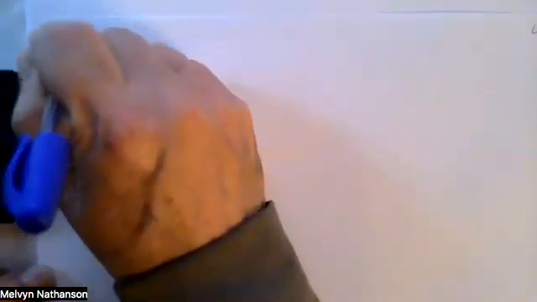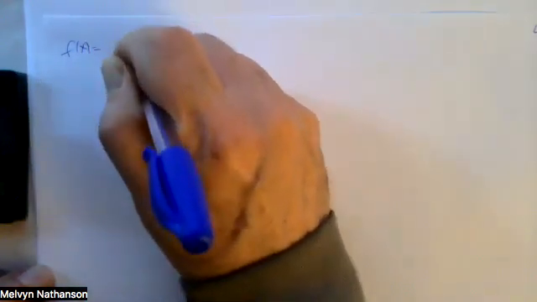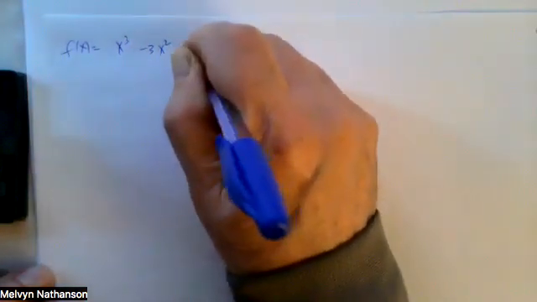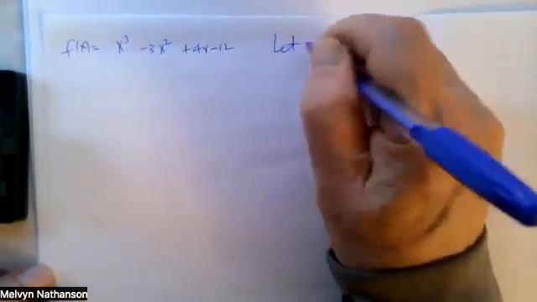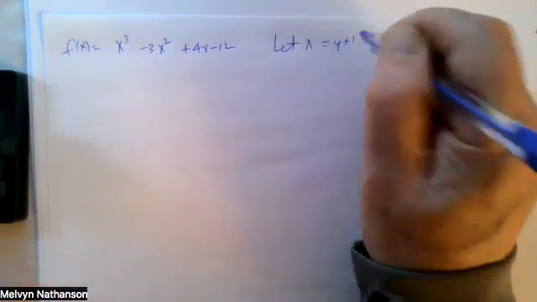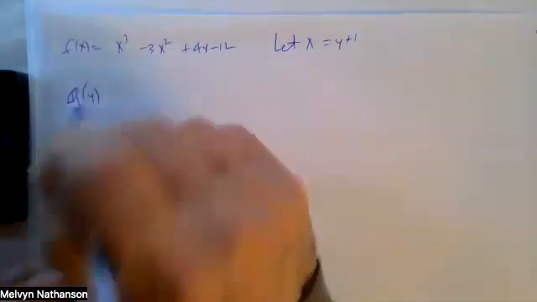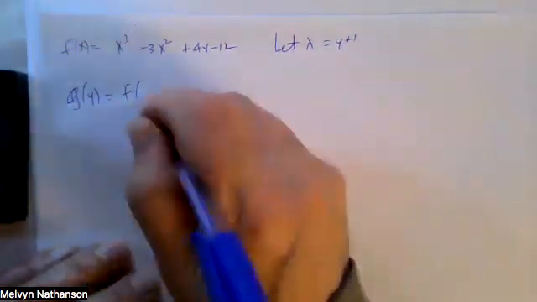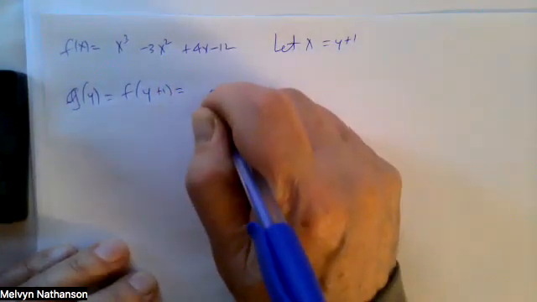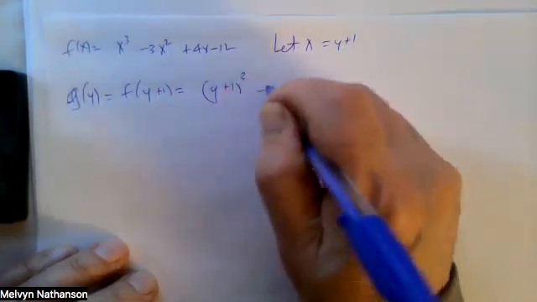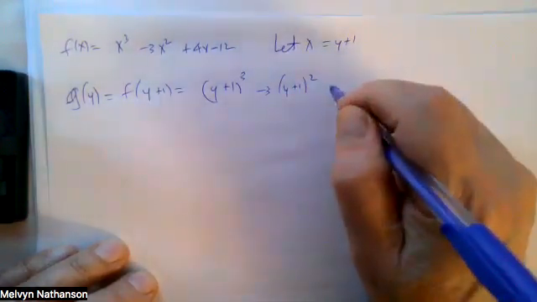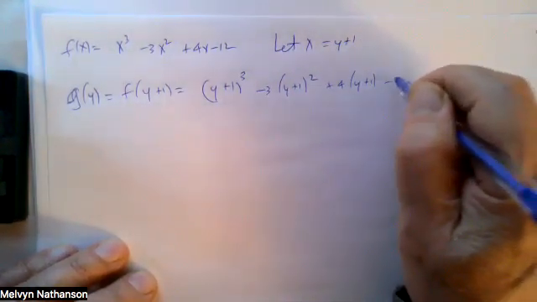So we can start again and try and do it correctly. So we have f of x, the cubic, is x cubed minus 3x squared plus 4x minus 12. And I want to let x equal y plus 1. So I'll end up with a polynomial in y, which is what you get when you replace x by y plus 1. So that's y plus 1 cubed minus 3 times y plus 1 squared plus 4 times y plus 1 minus 12.